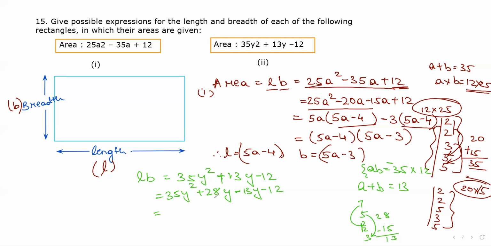This is equals to, what can be taken common? 7. 7y, 5y plus 4. Here minus, sorry, 15. You have to write 15. So here you have minus 3 common. 5y plus 4. So you have 5y plus 4 common amongst the two terms, and you're left with 7y minus 3.